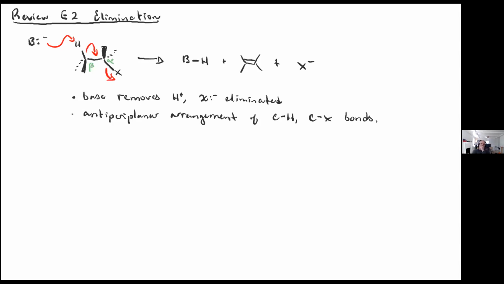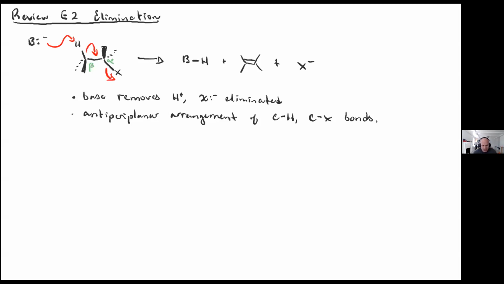The molecular orbital basis for that is that the sigma CH bond is going to donate electron density into sigma star of the CX bond, and that weakens the CX bond and allows for smooth conversion to the pi bond. Again, it's a derivative of hyperconjugation. It's the same type of orbital interaction. You've got an empty orbital interacting with a filled orbital that's adjacent and of the correct symmetry.